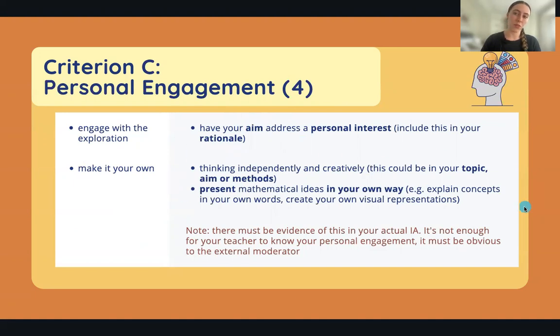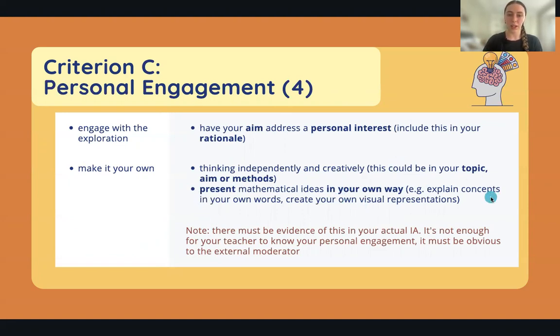The part that a lot of people don't remember is that there's this part as well, which is the fact that they're assessing for personal engagement based on whether you've made your IA your own. So this means thinking independently and creatively. This could come out in your topic, in your aim, or in the methods that you're using. So just the fact that you've chosen an interesting perspective on a topic, or you can tell by the way that you're justifying the things that you're doing that it's you who came up with this method to answer these questions, and it's you who is interested in asking these questions to begin with.